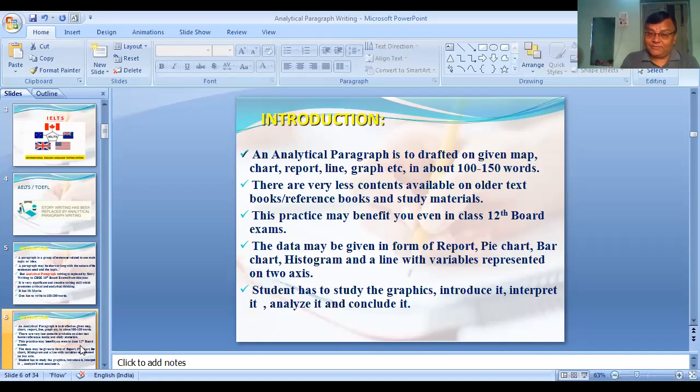The data may be given in the form of a report, pie chart, bar chart, histogram, and a line with a variable represented on two axes, x-axis, y-axis. On the basis of it, as you were understanding the PISA questions, the same type of questions are given. But in PISA, you used to give objective answers. Now you have to become a little bit subjective, descriptive. A student has to study the graphics, introduce it, interpret it, analyze it, and conclude it.